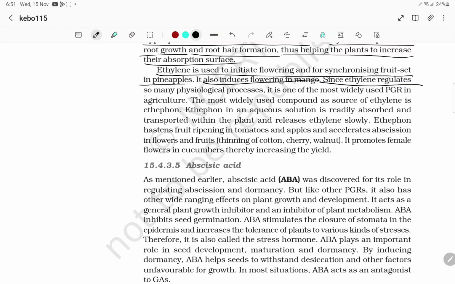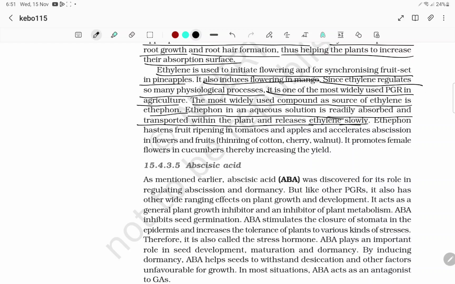Since ethylene regulates so many physiological functions, one of the most widely used PGRs in agriculture is ethylene. The most widely used compound as a source of ethylene is ethephon. Ethephon is an aqueous solution and is readily absorbed and transported within the plant and released as ethylene slowly. Ethephon hastens the fruit ripening in tomatoes, apples, and accelerates abscission in flowers and fruits. Thinning of cotton, cherry, walnut. It promotes the female flowers in cucumber, thereby increasing the yield.